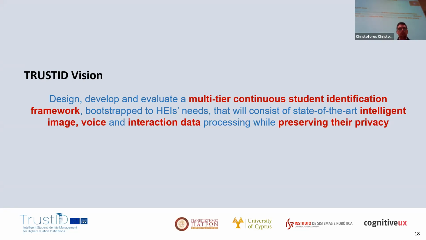So the vision of the project was to design, develop, and evaluate a multi-tier continuous student identification framework, which is adapted and bootstrapped to each higher education institution's needs, that will combine intelligent biometrics of face, like the image of the student, voice, and interaction data, the way the students interact with the online system. And all this needed to happen in a privacy preserving manner. So whatever actions and features this framework will have must ensure that they don't violate the privacy of the students.